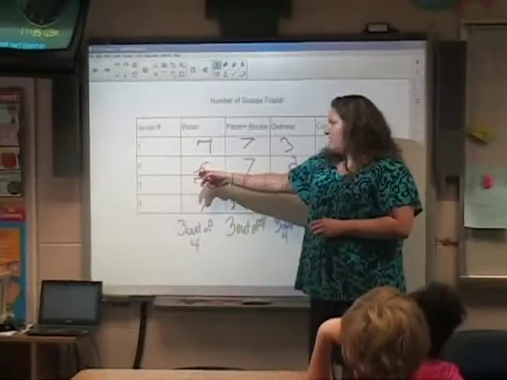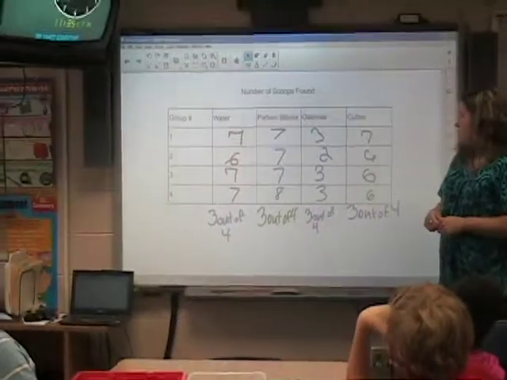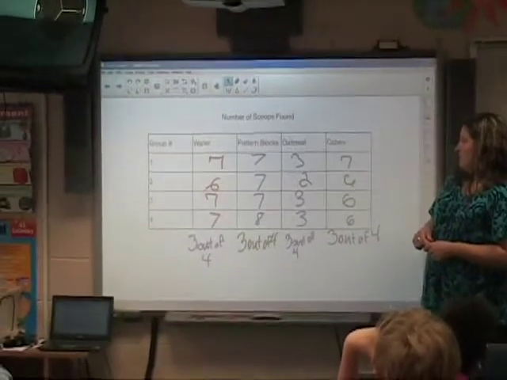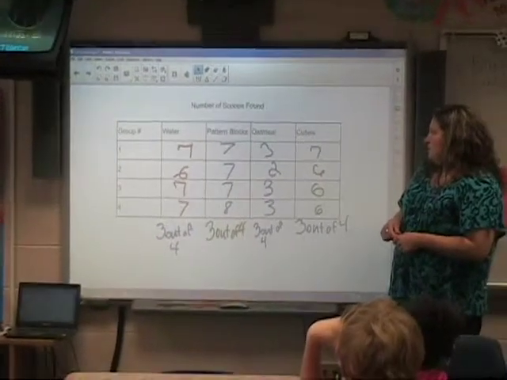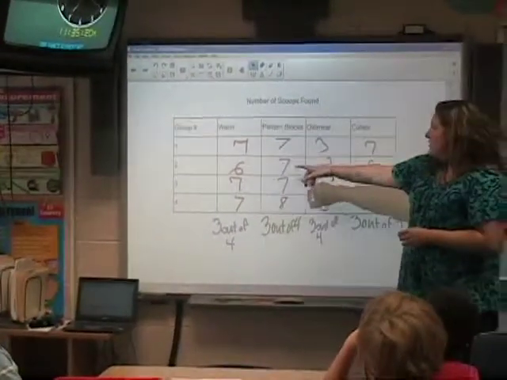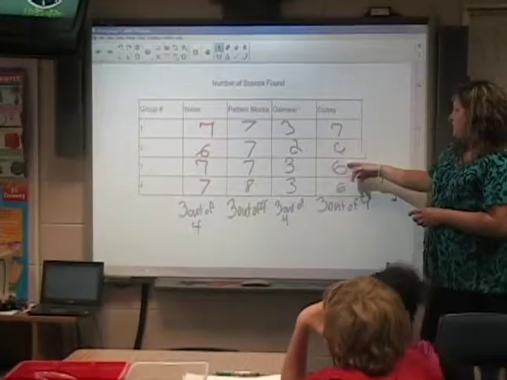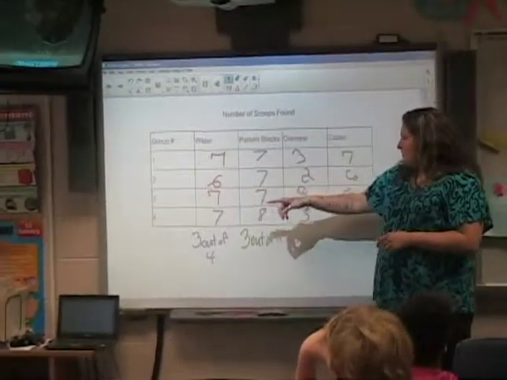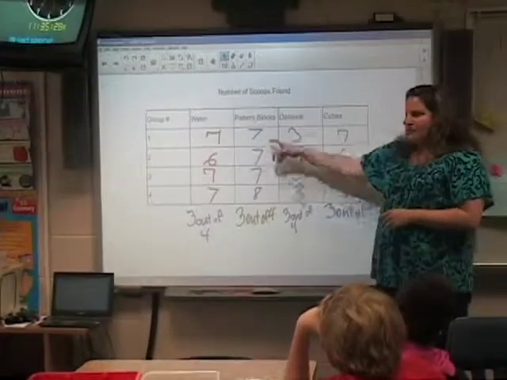had water. I didn't notice that pattern. Group 3 had a different number. Oatmeal. Group 2 has a different one at water and oatmeal. Actually, Group 3 was the same in all of them. Group 4 had a different number, 8. On had pattern blocks, right?